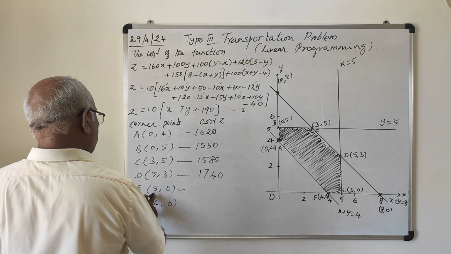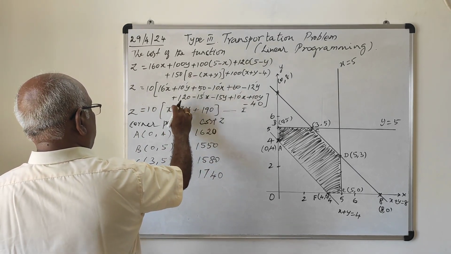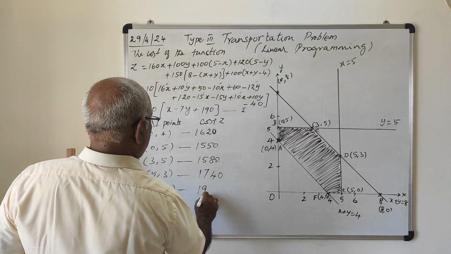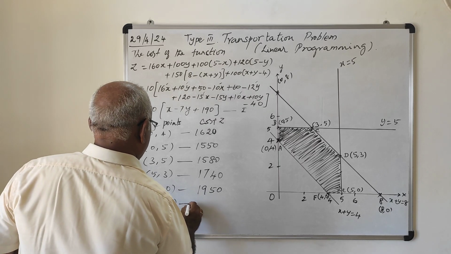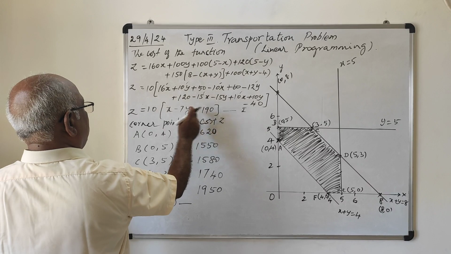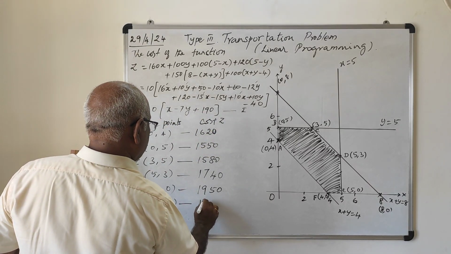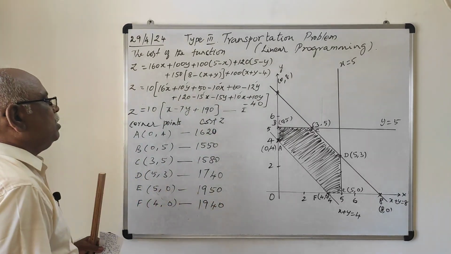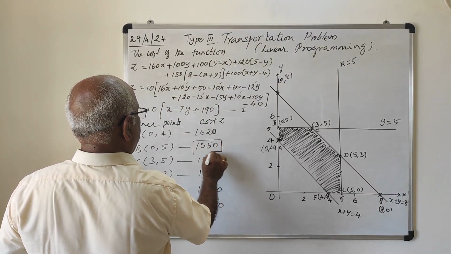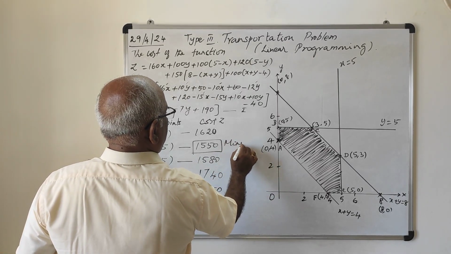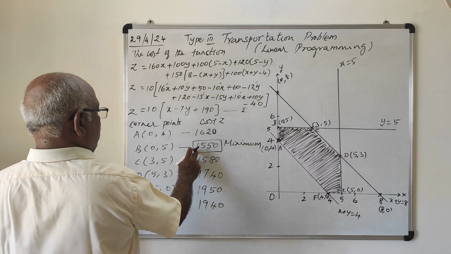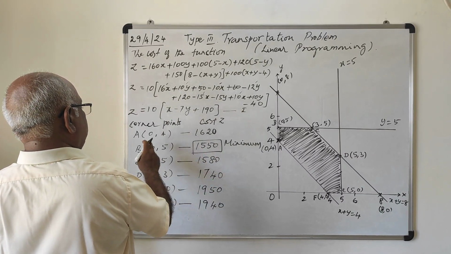And x is 5, y equal to 0. 190 plus 5 is 195, into 10, 1,950. And the corner point F, (4,0): x equal to 4, y equal to 0. 190 plus 4 is 194, into 10, 1,940. What do you get as the minimum cost here? This is your minimum cost: 1,550 is the minimum cost of transportation.